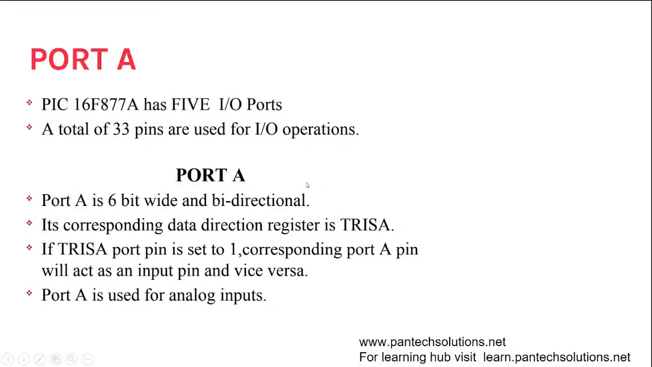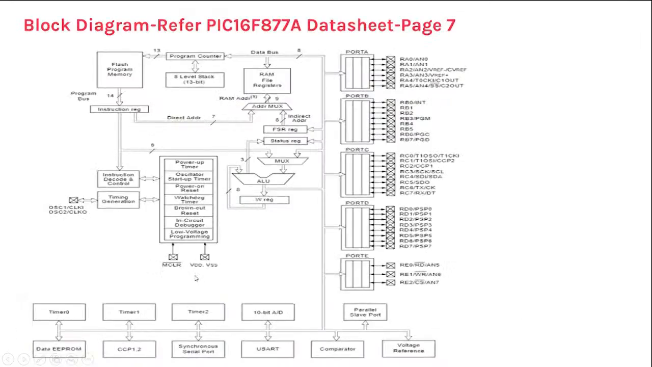Port A: the PIC16F877 has 5 IO ports, with a total of 33 pins used for IO operations. Coming to port A, it is 6 bits wide and bidirectional. It uses the TRISA register as a data direction register. Port A is also used for the analog inputs for the ADC.